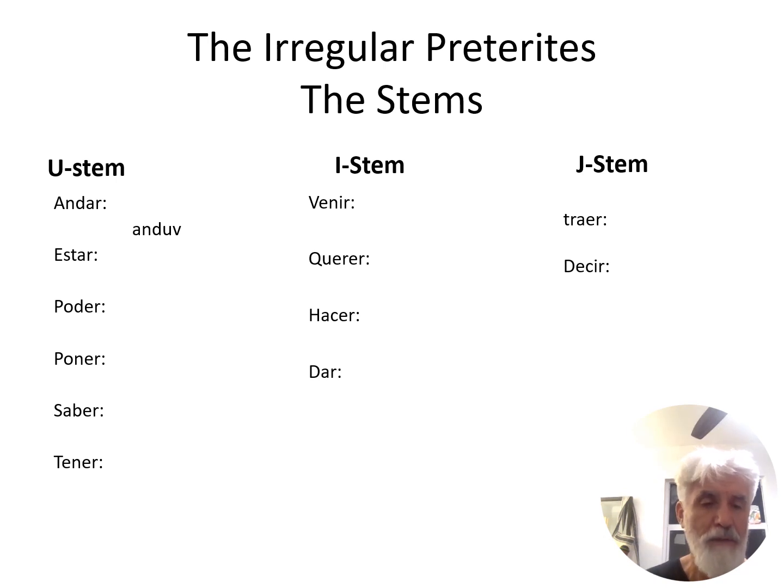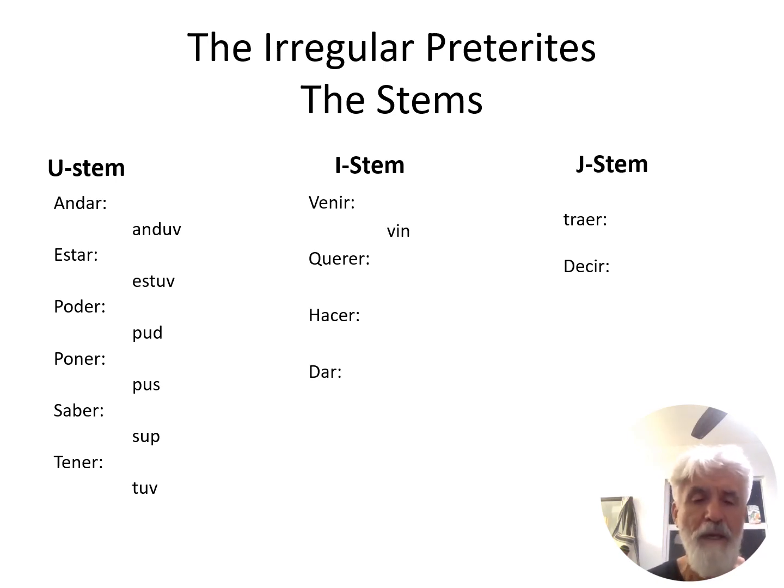And here are their stems now. Andar, when you go to conjugate this verb, we need to get the stem. We don't get the stem by dropping the ending. We have to know these stems. So the stem for andar is anduv when you're going to conjugate it in the preterite. For estar, it's estuv. For poder, to be able to, it's pud. For poner, to put in place, it's pus. To know, saber, is sup. And to have is tuv. You need to learn these stems to familiarize yourself with them.